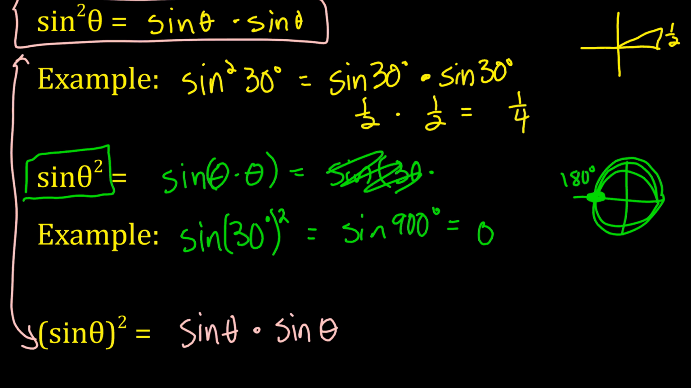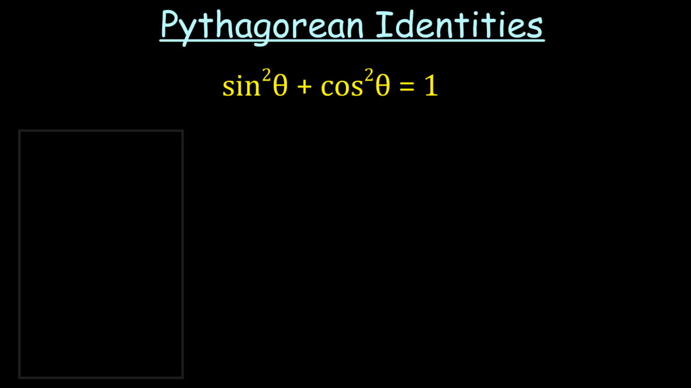Okay, so that's one thing. I remember as a student really being confused on what this meant, so I wanted to address that right away. Whenever you see squared on an angle, it's going to be the second example. Whenever you see squared on the sine, it's going to be the first example, where we're squaring the sine. We're doing sine twice. Okay, so back to our Pythagorean identities.